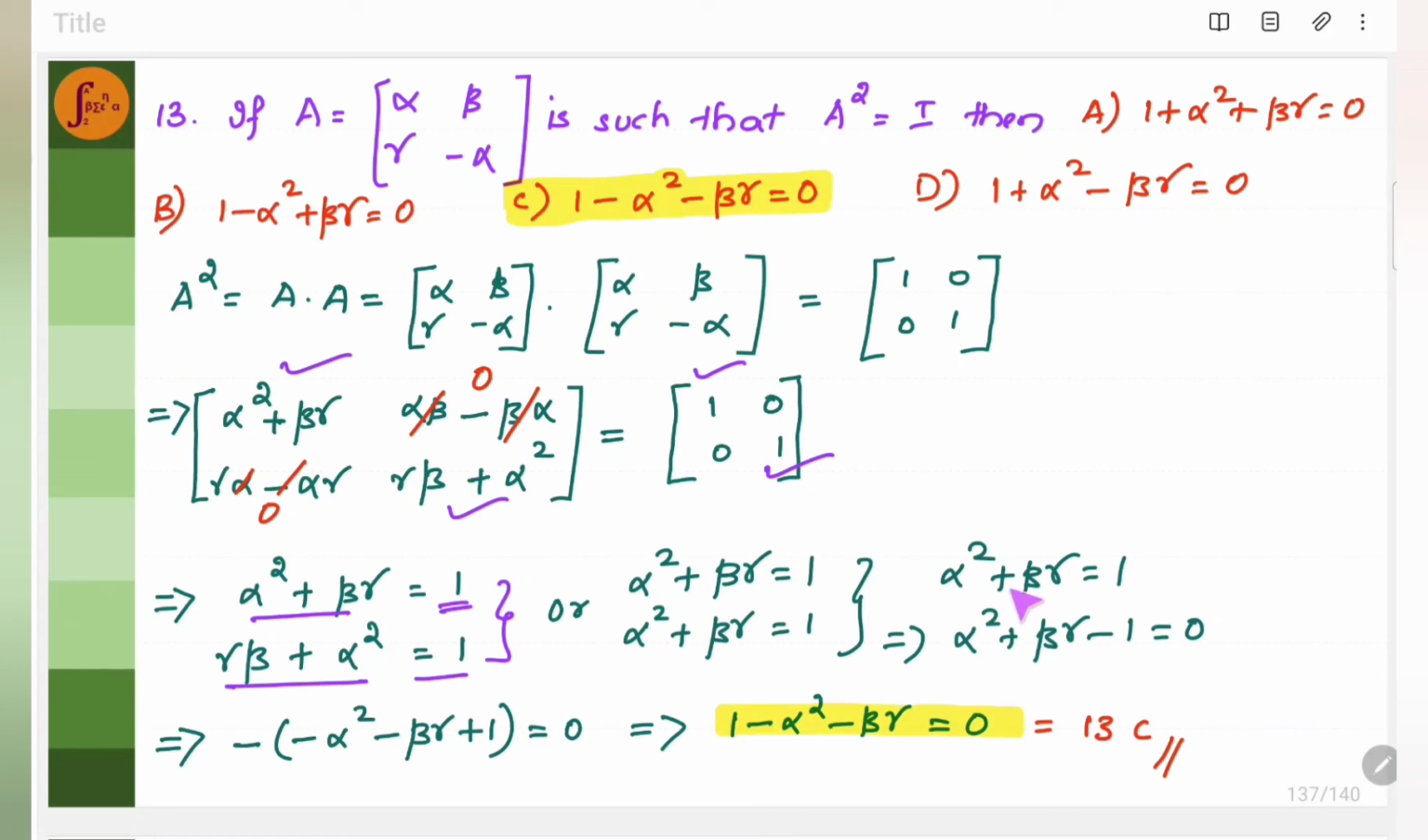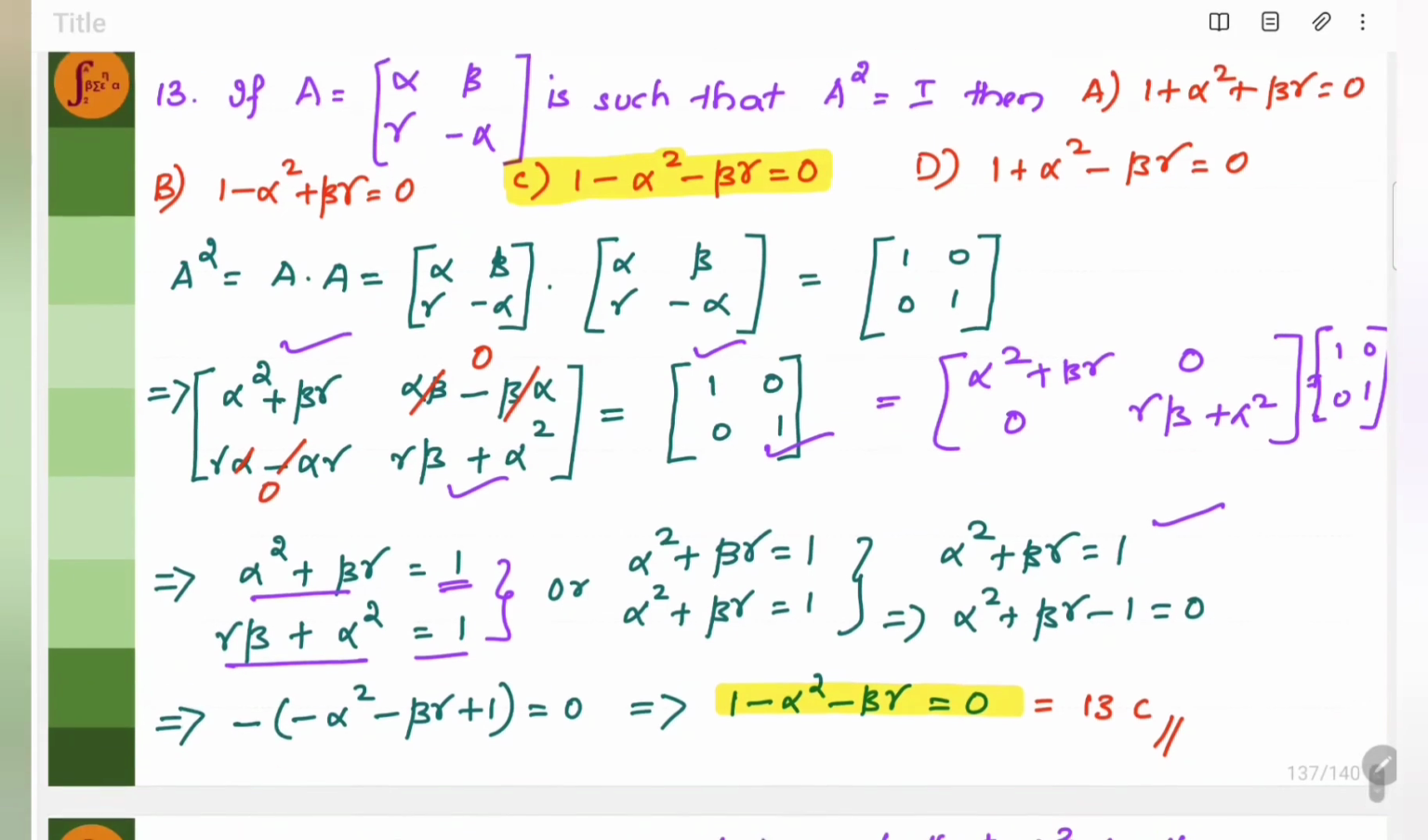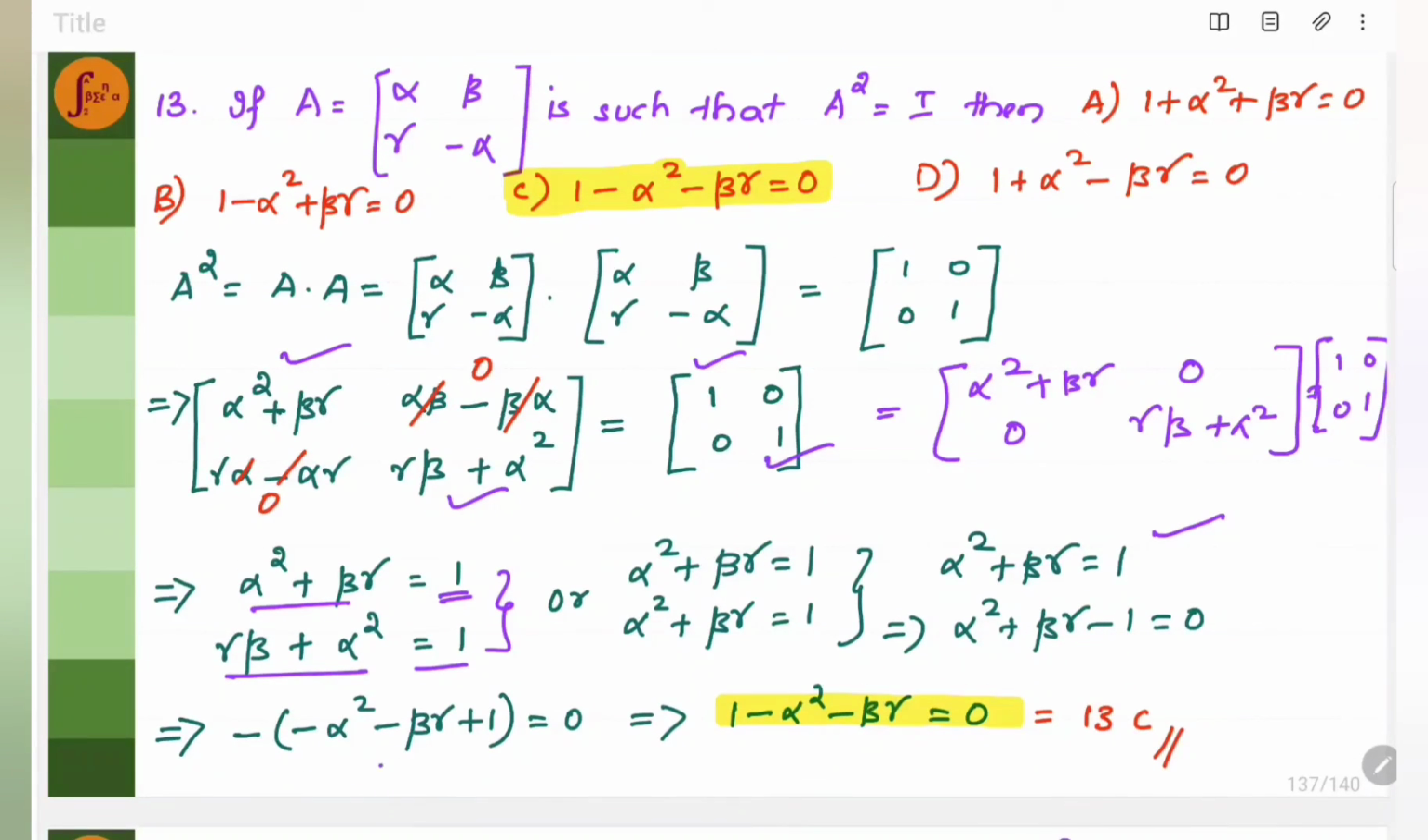So what you will get? Alpha square plus beta gamma is 1 and this one is 0. So you can take 1 to the other side, so it's going to be minus 1 equal to 0. You just rearrange this, take minus as common. You rearrange this, you will see that 13C is the right option. Here you'll have to take minus as common out so that you can get the right match. The right match is obtained by taking minus outside.